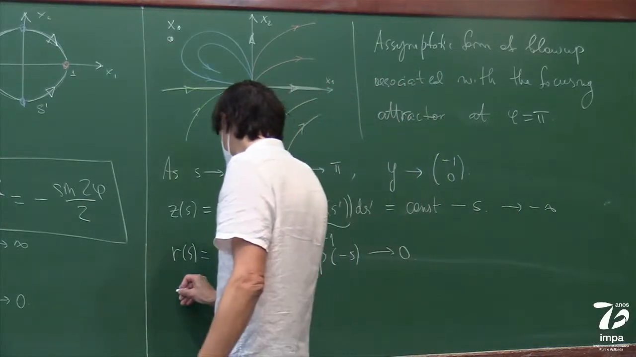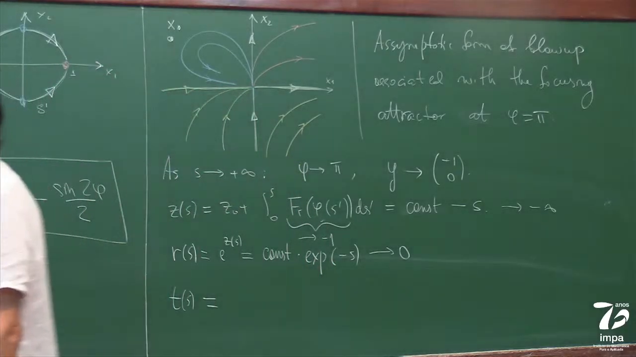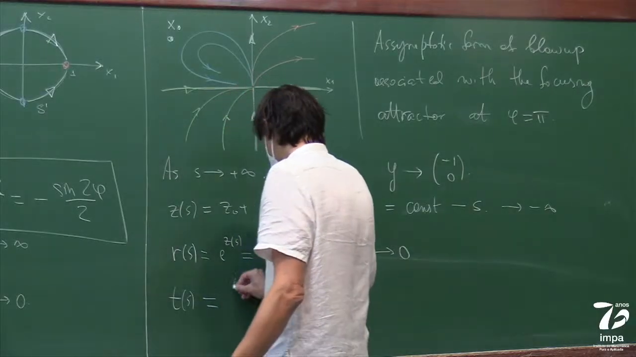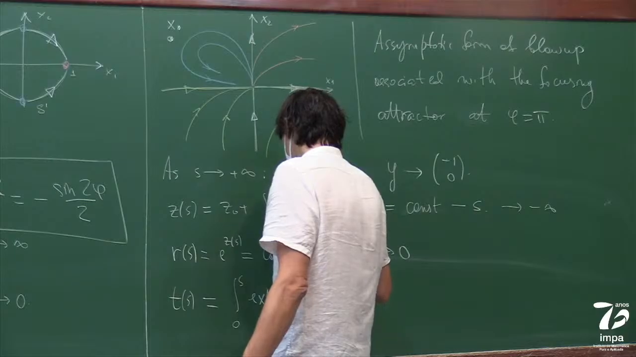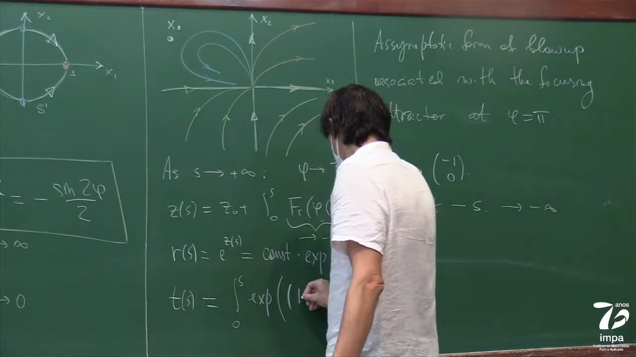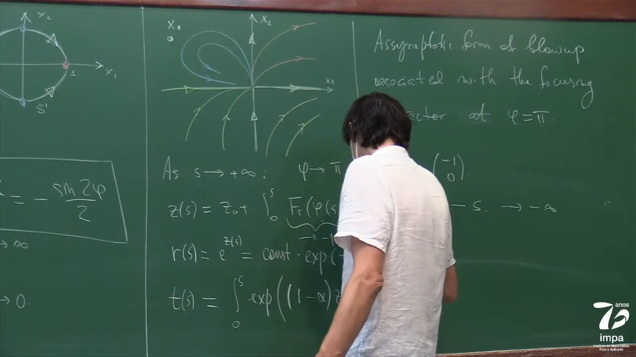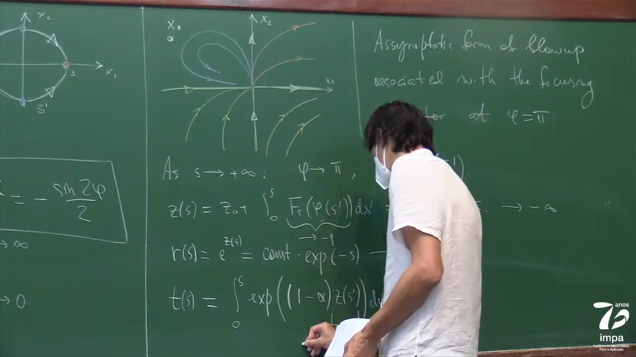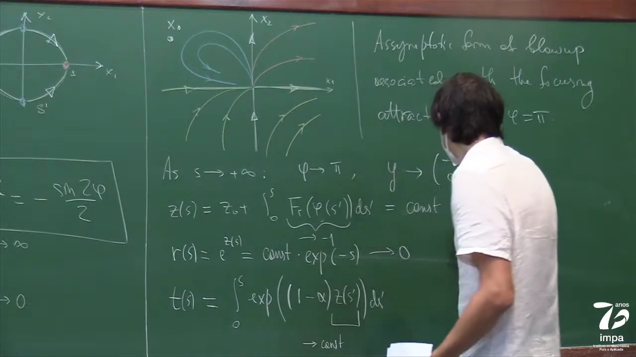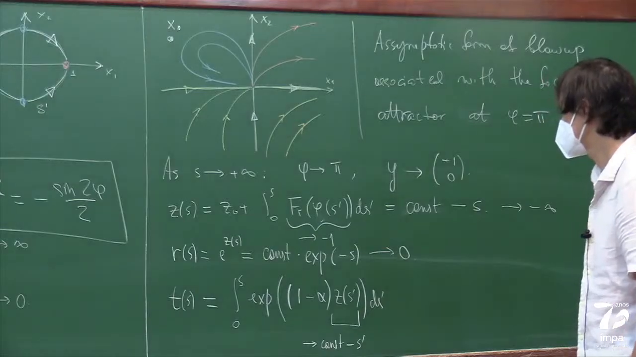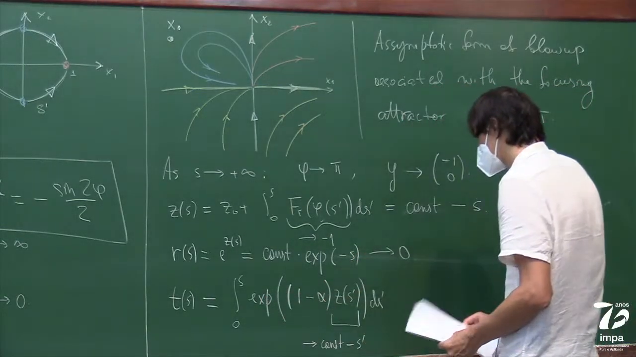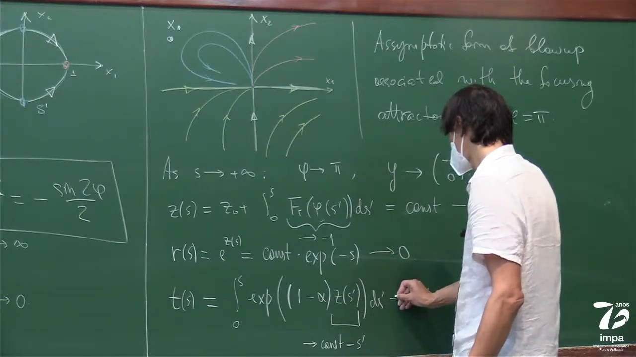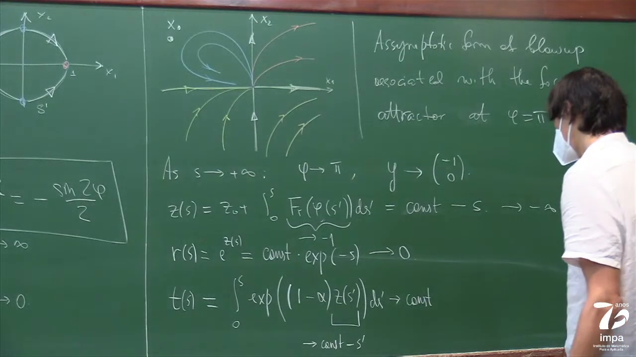And the last is time. So the time is one more integral. So we take this integration, the integral from 0 to s of the exponent of 1 minus alpha, z of s prime, ds prime. So now remember that this goes to the constant from here, minus s, right? This goes to constant minus s. The constant gives just this prefactor, right? So this will be the prefactor of integration.